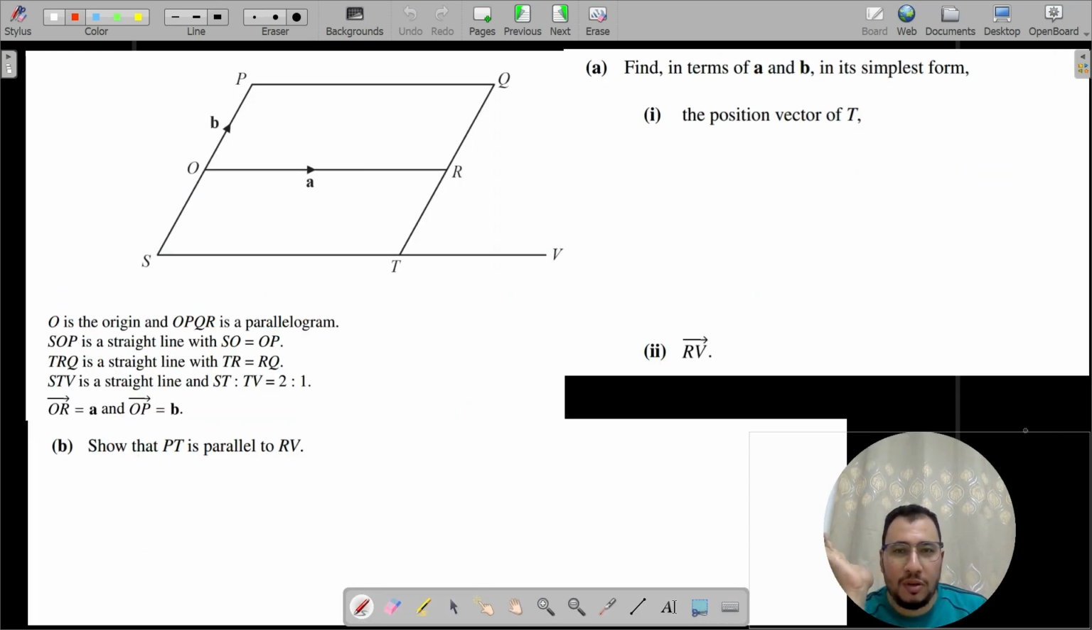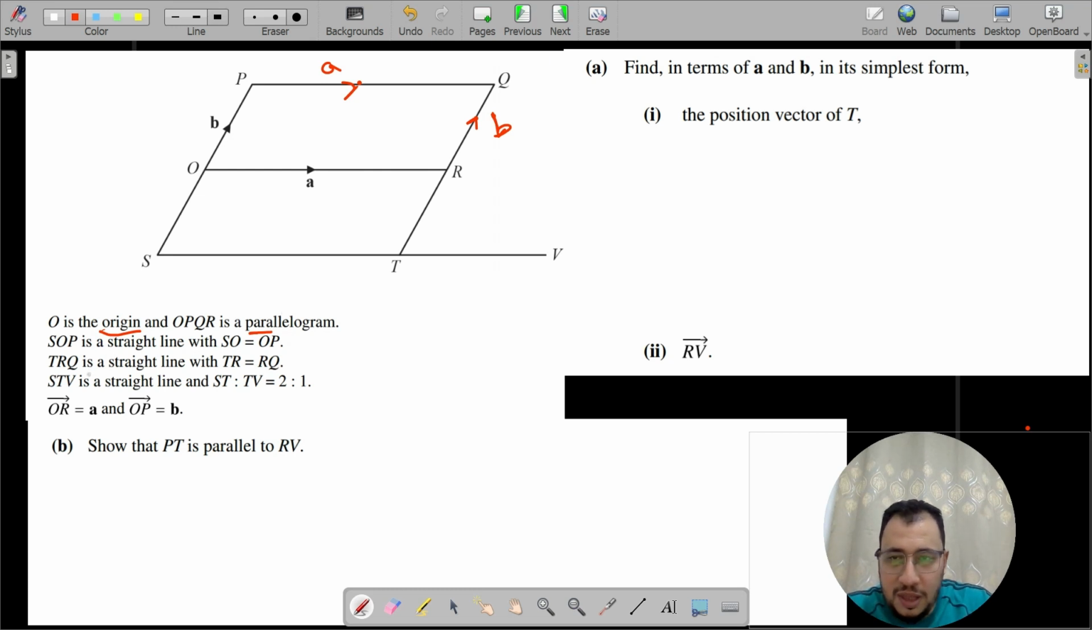Okay, now let's take a look at this question here. O is the origin. This word here, origin, is very important because once it says find the position vector, you have to start from the origin all the time. Okay, OPQR is a parallelogram. Immediately I have to go to my diagram here and write the data I know. Here, the upper one is a parallelogram. So that means this side here, this vector is A, and this vector here is B because they are parallel to each other.